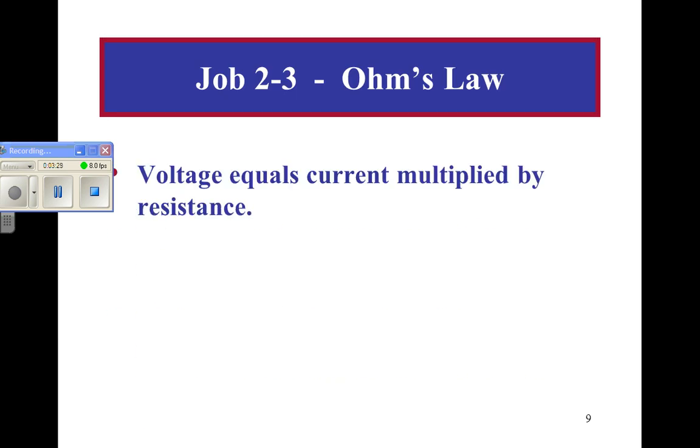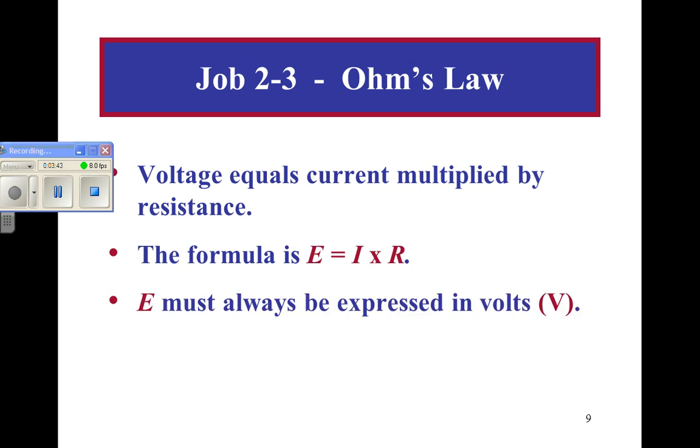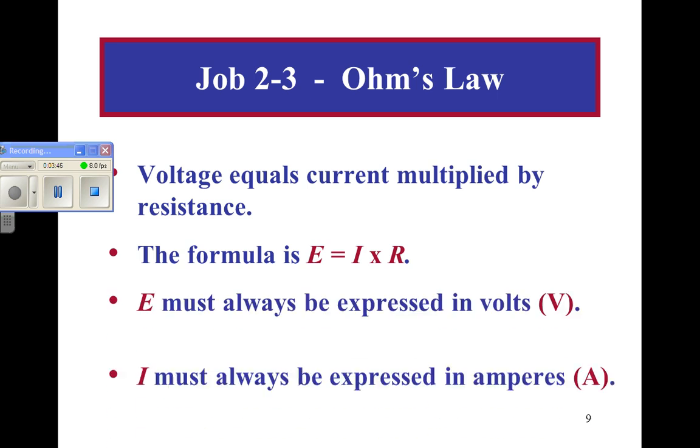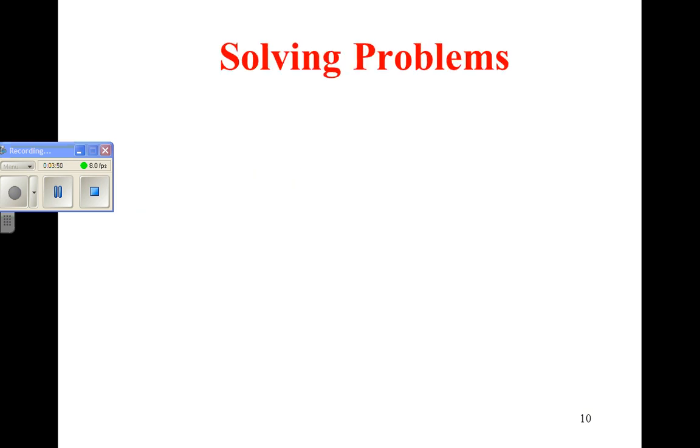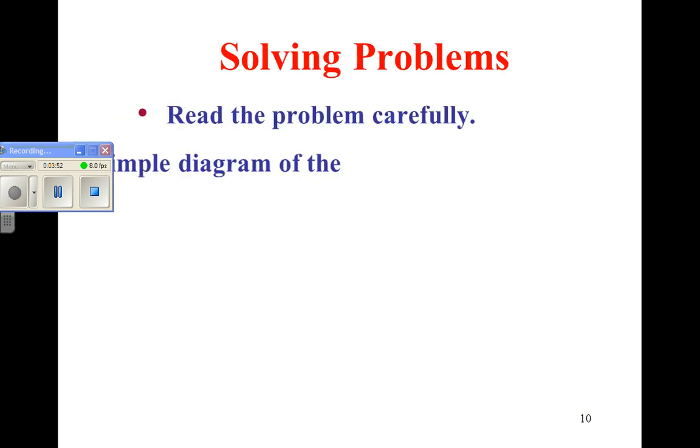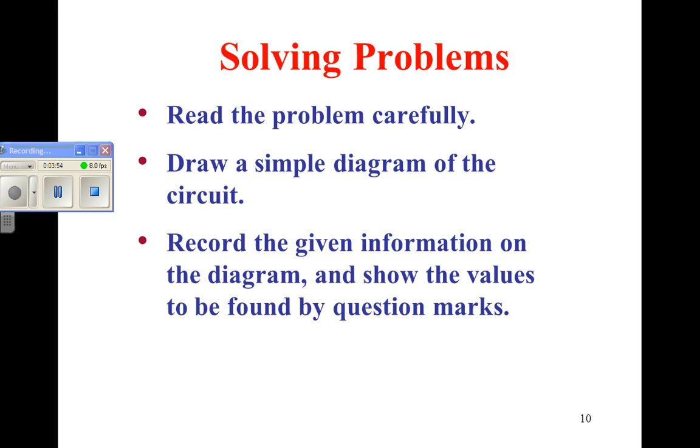Okay. Now, what we're going to do now is we're going to have the Ohm's laws. And I'm going to tell you my method of remembering them, and you're going to do it the same way. Okay, voltage. E is equal to I times R. E must always be expressed in volts. I must be expressed in amps, and R must be expressed in ohms. So let's solve a simple EIR problem.